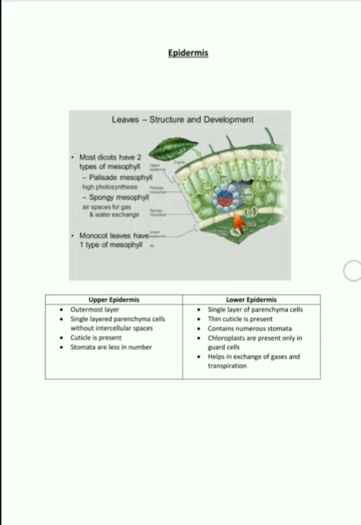Lower epidermis is also made up of a single layer of parenchyma cells, but here the cuticle is very thin. That's why you don't have that shining appearance. Numerous stomata can be seen in the lower epidermis. You can see chloroplast only in the guard cells of this stomata. This stomata helps in gaseous exchange and transpiration. Transpiration is a process by which water escapes from the leaf as water vapor. This is about the upper epidermis and lower epidermis.